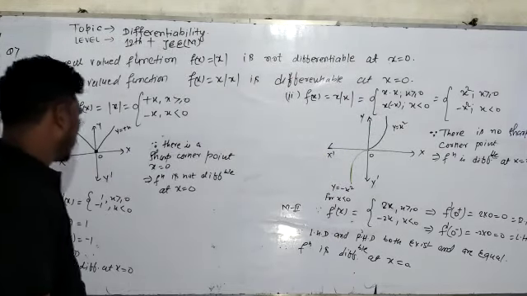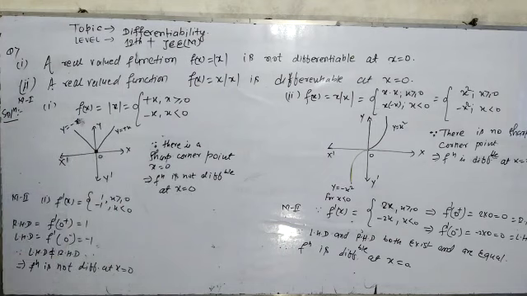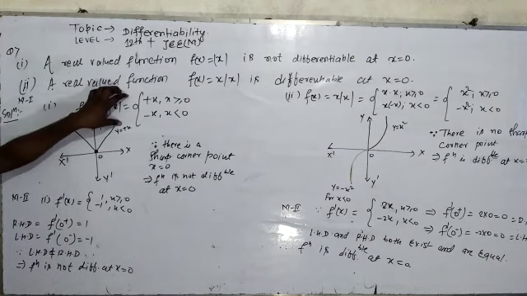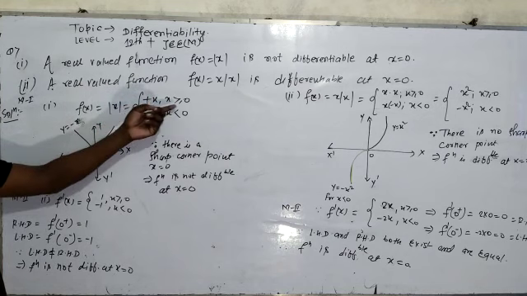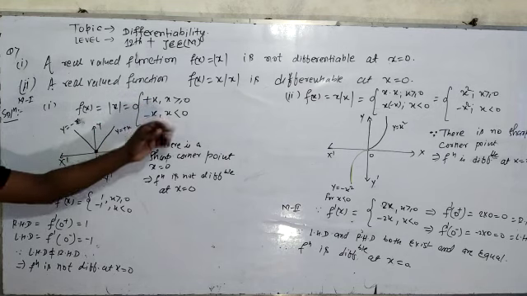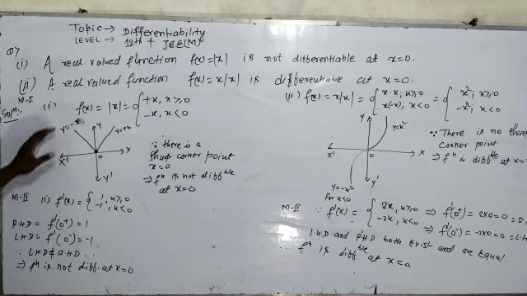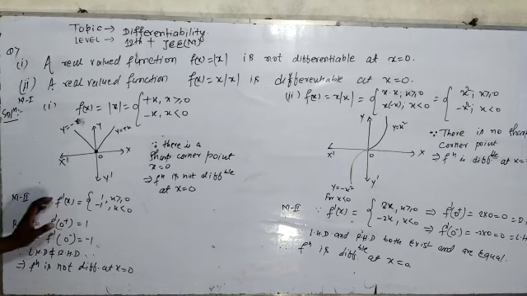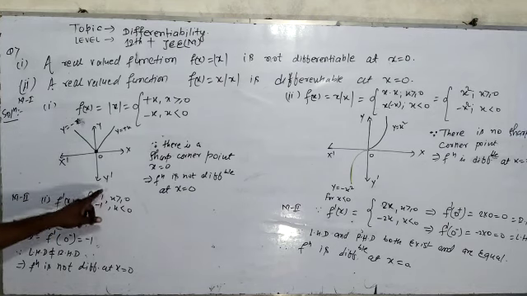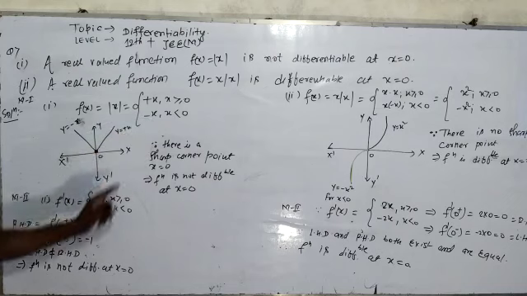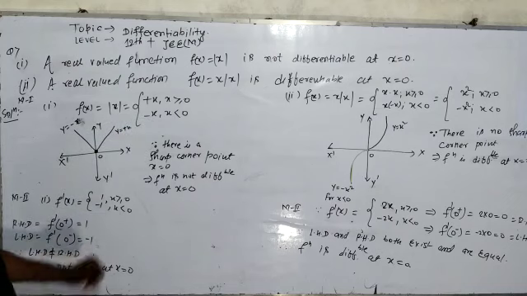Now we can use the second method, the derivative rule. Here f of x is mod x, defined by plus x when x is greater than or equal to 0 and minus x when x is less than 0. So take the derivative of this function. f dash x, that means the first derivative, equals plus 1 when x is greater than or equal to 0, and minus 1 when x is less than 0.